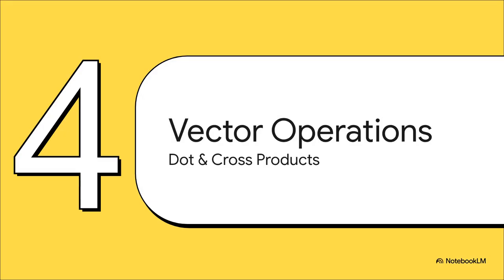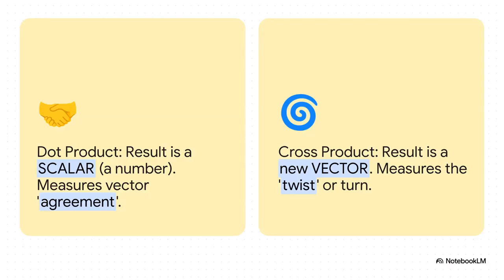All right, so we can add them and we can break them down. But what about multiplying them? Well, it turns out there are 2 completely different and really cool ways to do that. Okay, first up, you've got the dot product. You can think of this as the agreement product. When you do it, you don't get another arrow. You get a single number, a scalar. And that number tells you how much two vectors are pointing in the same direction.